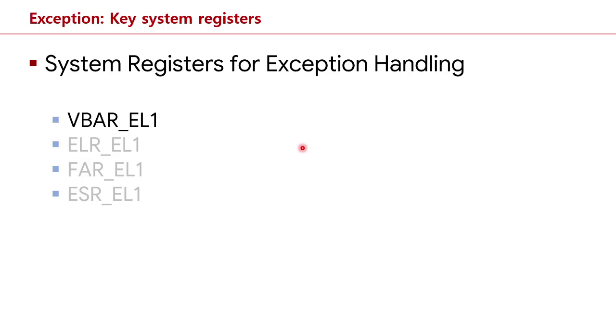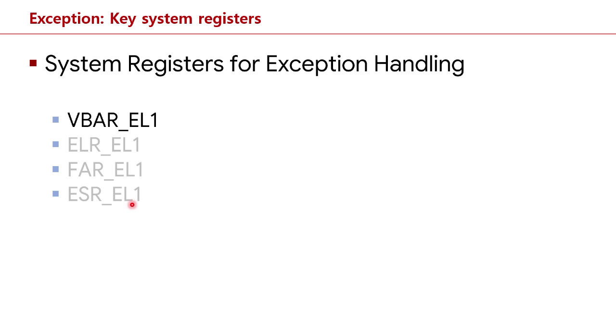So first, let's dive into the VBAR_EL1 register. Here is the list of the system registers that are related to exception handling. The first one is the VBAR_EL1 register, and the next one is the ELR_EL1 register. Another one is the FAR_EL1 register, and the last one is the ESR_EL1 register. Those four system registers are essential to understand how exceptions work in the Armv8-A architecture.